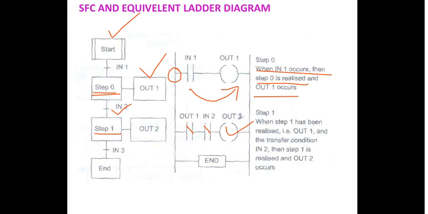So now when step 0 is realized and the transfer condition holds good, then step 1 is realized, and accordingly your out 2 occurs. This is how you should be able to simply correlate the different actions in the corresponding sequential function chart and the equivalent ladder diagram. Okay, so now with this background, let us do some more aspects here.